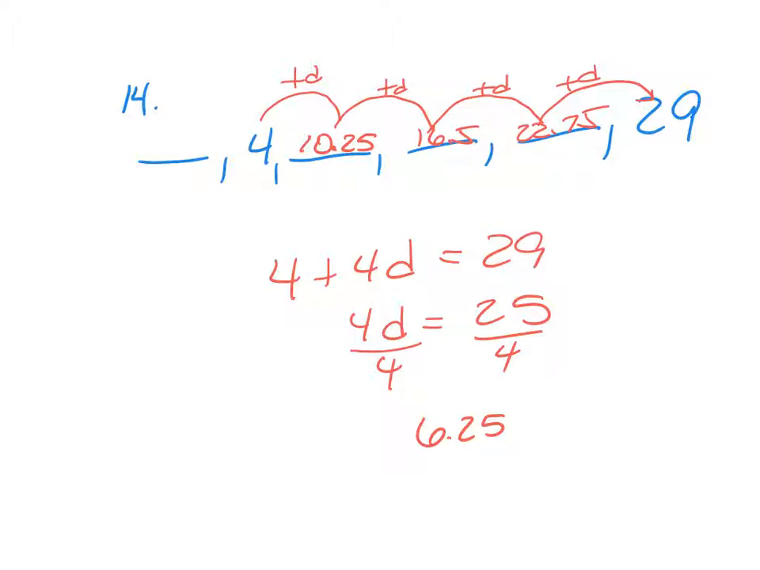Now, how do I find this one here? If I'm adding to go in this direction, what do I do to go in this direction? Subtract. So it would be 4 minus 6.25, which would be negative 2.25, I believe.